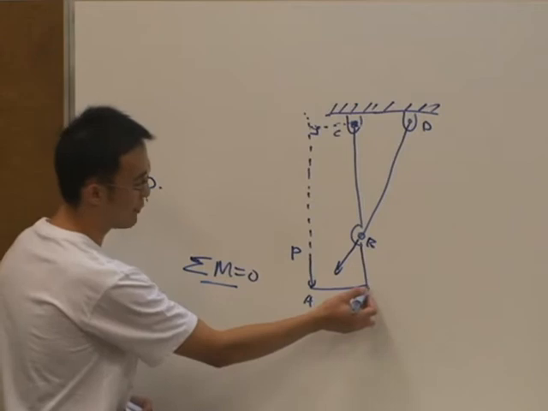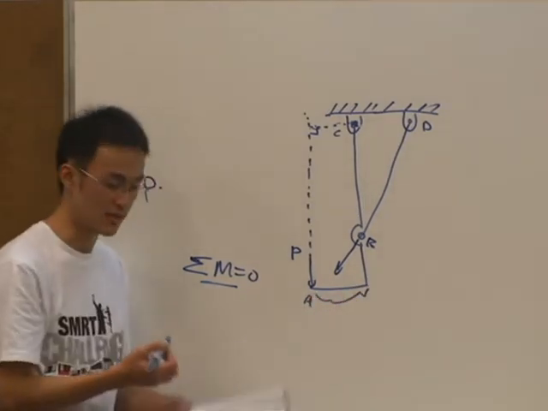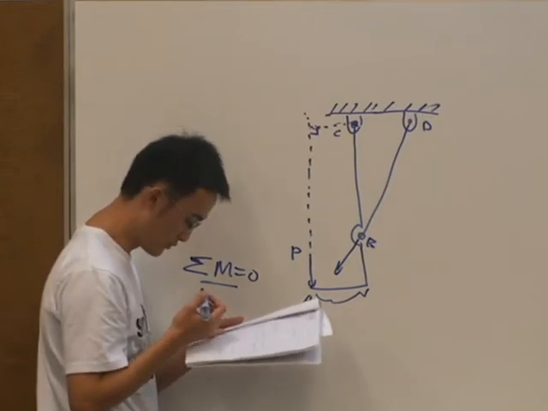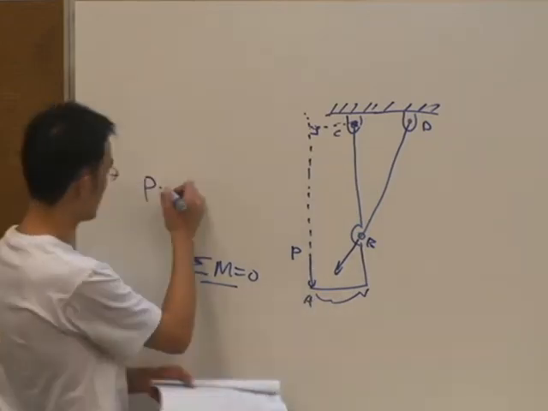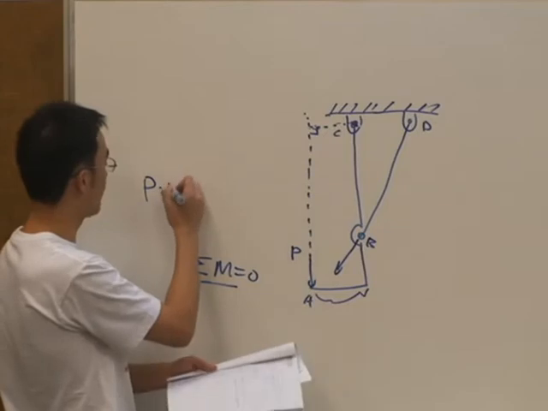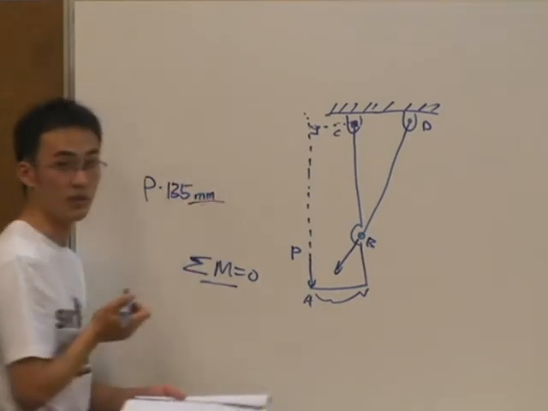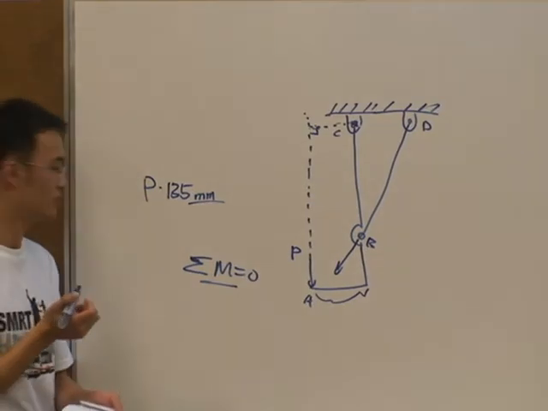So the force arm will be equivalent to the distance here. The distance as we put down is 135 mm. Be very cautious of this unit, mm, millimeter.